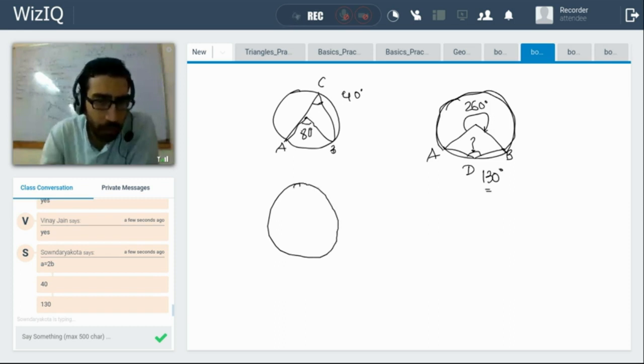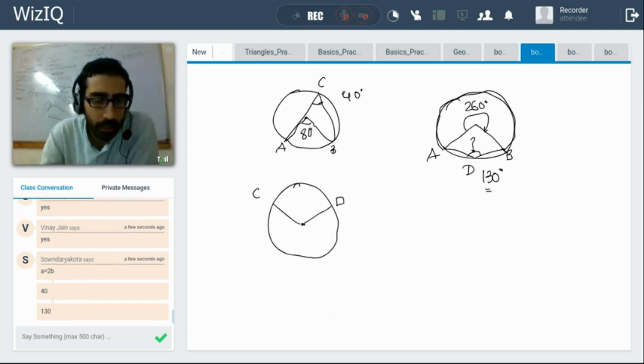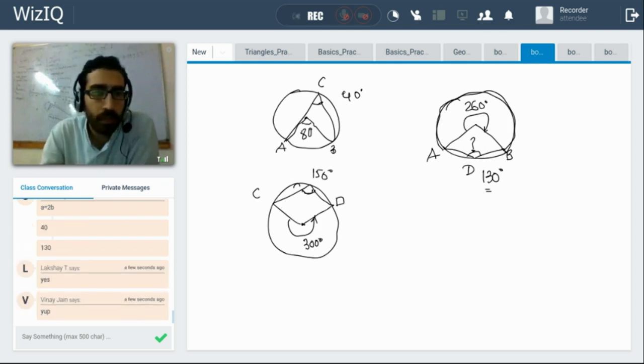Let me show this one more way. Let's say this is CD. My major arc CD is subtending here 300 degrees, let's say. And the major arc CD will subtend on the other portion of the circumference, on the minor arc CD, this angle. This angle will surely be half of 300. This will be equal to 150 degrees. This is 150. Is this clear? Very good.